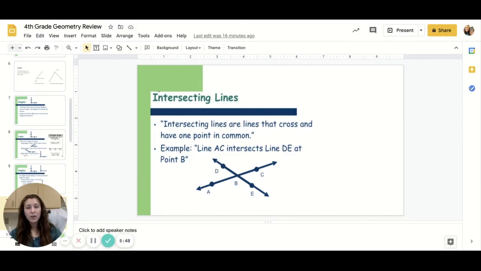After angles, you discussed lines and intersecting lines. Intersecting lines are lines that cross and have one point in common. A lot of times we can do it like this with our fingers, and that would be intersecting lines. I could say that this is line AC intersects line DE, and they intersect at point B. Notice that that area right there is also labeled as a point where they both cross over.